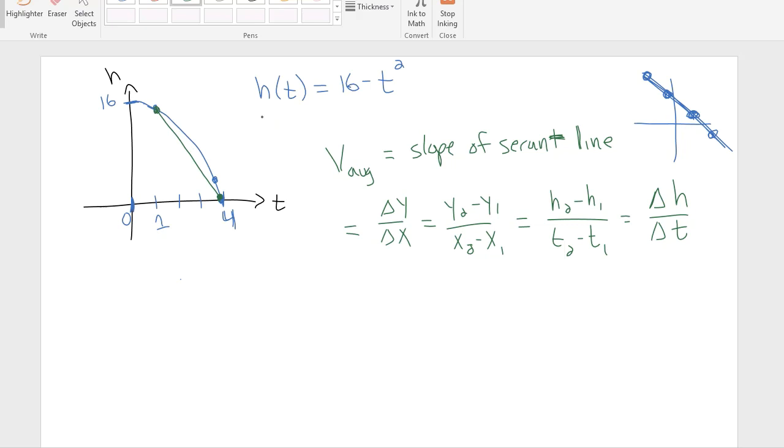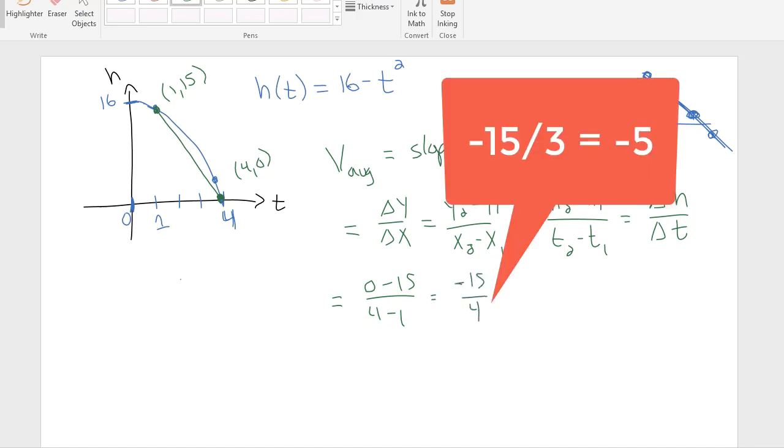Now, for this scenario, we need the 2 points on that line. If I take t equals 1, I plug it into this equation: 16 minus 1 squared is 15. So I know that at t equals 1, the height is 15. And then we can see here that when t is 4, the height is 0. So we're going to find the change in height over the change in time. Our average velocity is 0 minus 15 for the change in height, and then the change in time is 4 minus 1. And so we get negative 15 fourths.